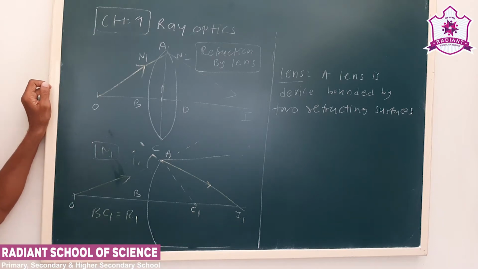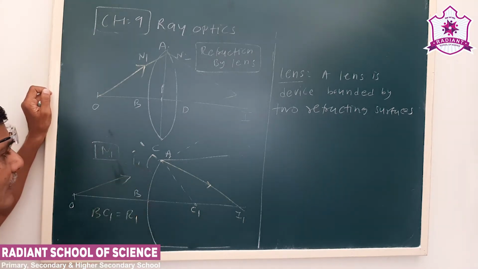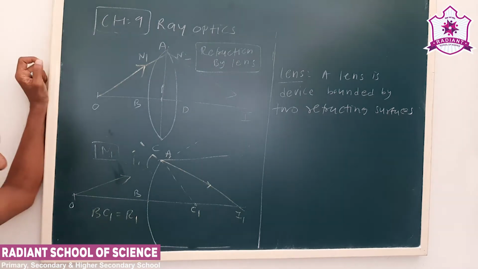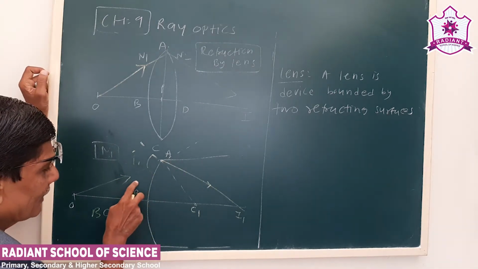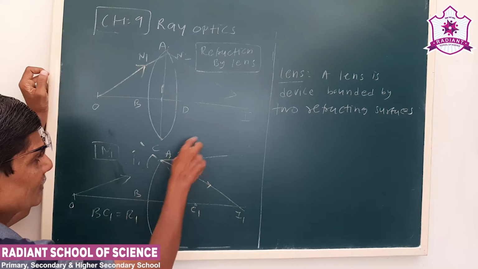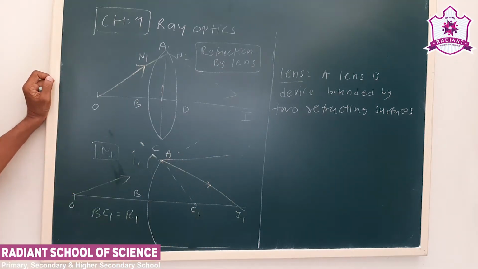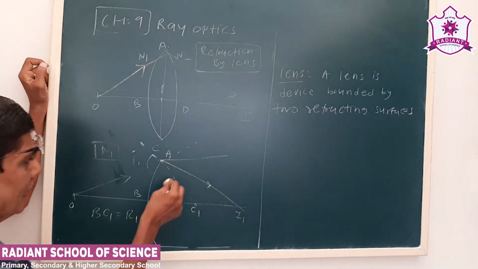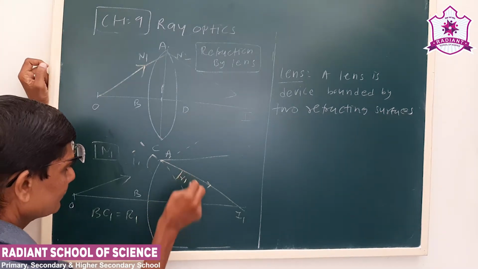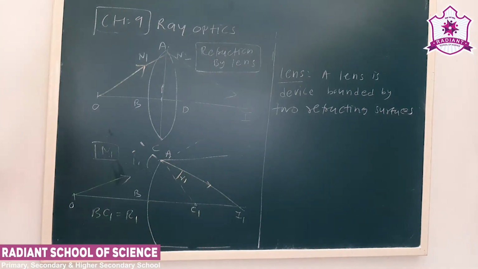Now let us say the first ray is incident at angle I1 with the normal. We know it travels from a rarer medium to a denser medium, so it will bend towards the normal. Now this AC1 we can say is our normal, so the angle of refraction will be R1. Okay, angle of refraction will be R1.